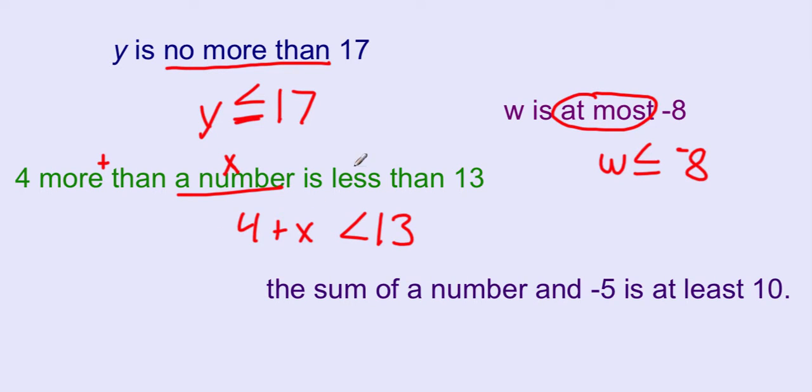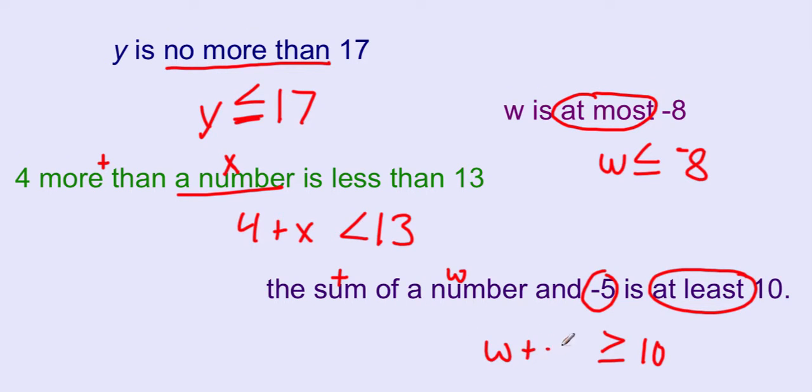So this is combining a little bit of what we did in 6th grade and putting it all together. Here it says the sum of a number, so let's call this one w. The sum means we're going to add it with negative 5. And then we have our words at least 10. That means it can be equal to 10 or greater than 10. We want it at least 10, so 10 or higher. So the sum of a number, w plus negative 5, is greater than or equal to 10. So it's just practicing how to decipher these and plugging them into an inequality form for us.